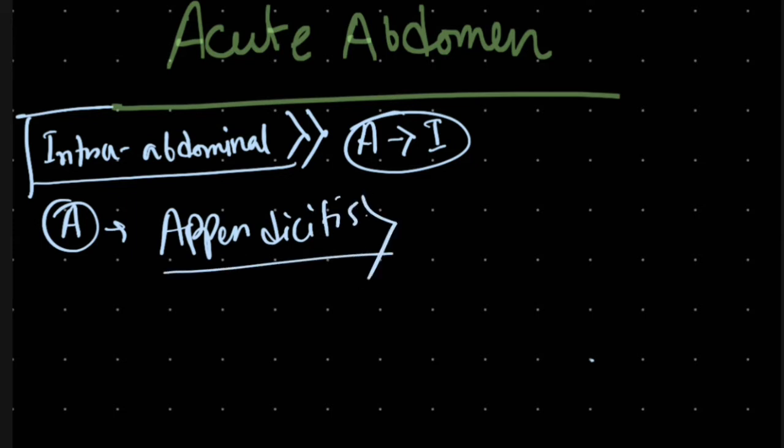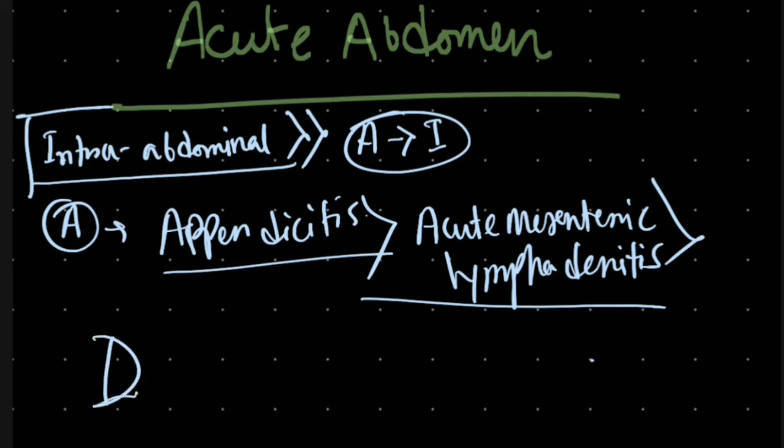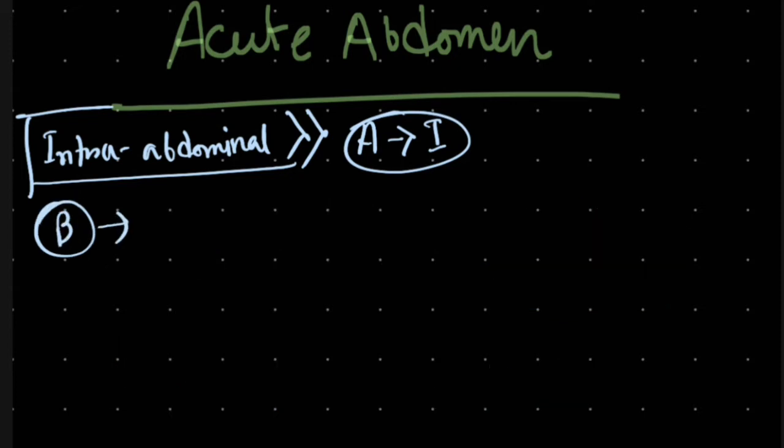Intra-abdominal cause, appendicitis. Then there are other causes like acute mesenteric lymphadenitis. Then any aneurysm, which is basically dissecting aneurysm. If there is dissection of the aneurysm, it can cause severe pain, usually back pain, and can also present like acute abdomen. Next, B. B for basically burst.